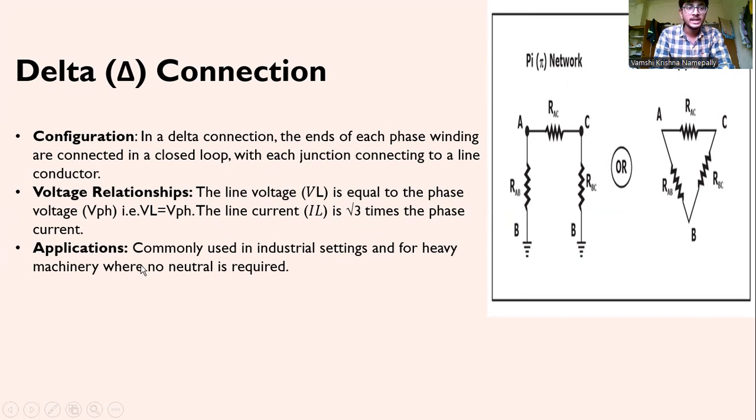Some of the applications of delta connections include industrial settings for heavy machinery where no neutral is required. And this is the pi network, also called the delta network, where no neutral is required, and all the line conductors are connected end to end.